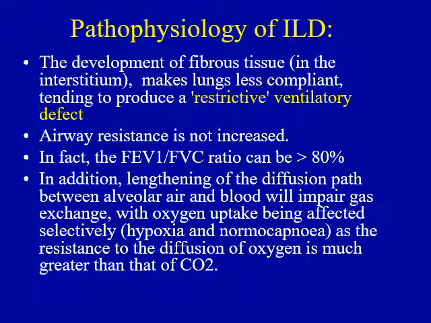The pathophysiology of the interstitial lung disease. The development of fibrous tissue in the interstitium makes the lung less compliant, tending to produce the restrictive pattern or restrictive ventilatory defect. Why? Because the alveolar wall is fibrosed and becomes more stiff, and there is also fibrosis in the interstitium, so the lungs become less compliant, so it produces the restrictive ventilatory defect.